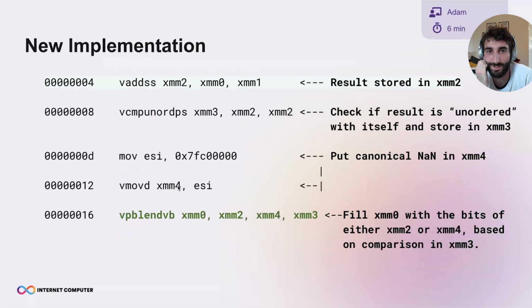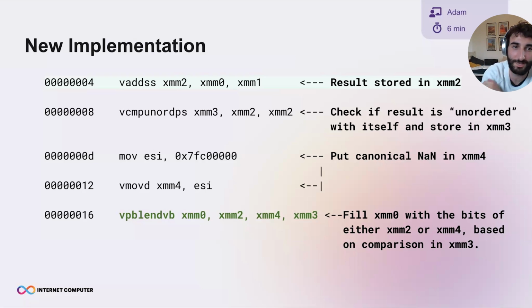So next slide, please. This here is the new implementation. We modified Wasmtime to instead produce this code for the same example, an addition. It's similar logic: we do the addition and then check the result. In this case, we don't specifically look for unequal, we look if the result is unordered with respect to itself, which is similar to being unequal. So that identifies whether you have a NaN or not.